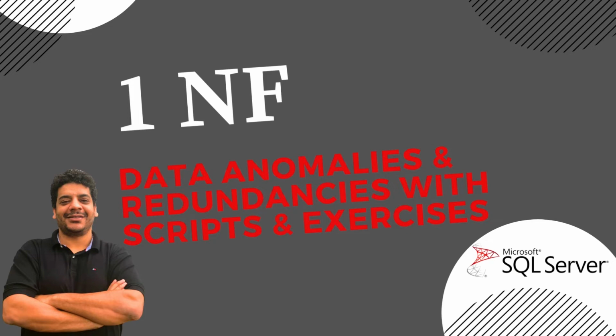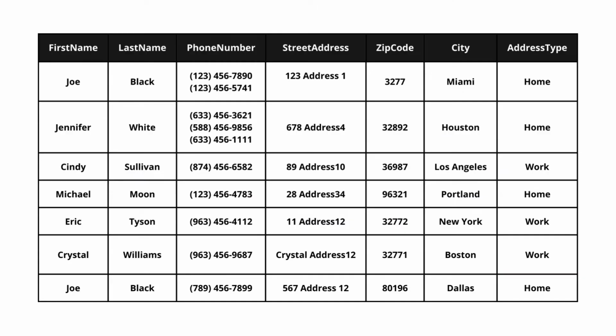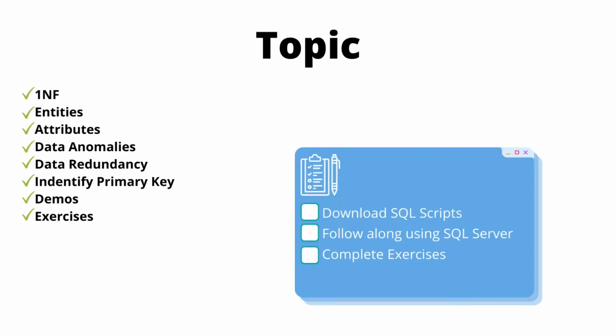On this video, we're going to talk about first normal form, data anomalies, and redundancies, and we're going to have some scripts and some exercises if you want to follow along. The goal is to have this table in first normal form by the end of this video. Those will be the topics that we'll be talking about: first normal form, entities, attributes, data anomalies, data redundancy, primary keys.